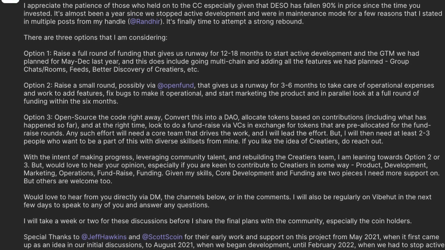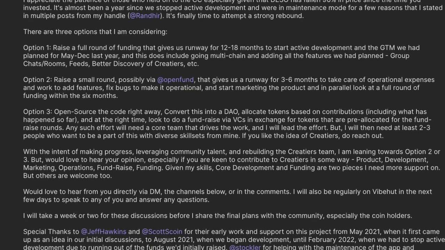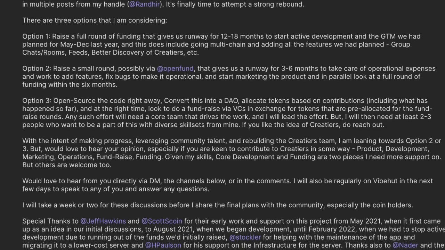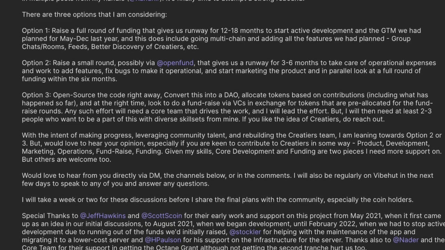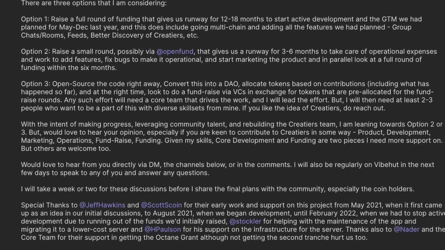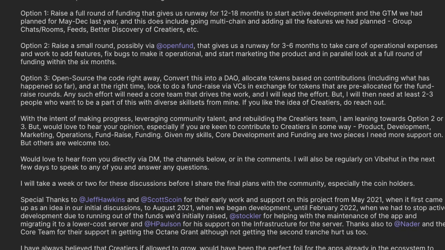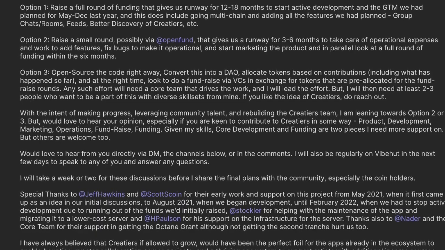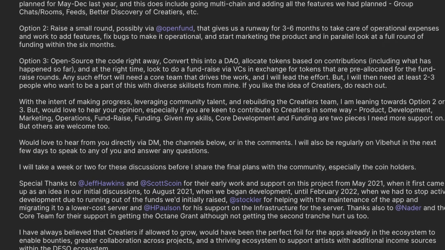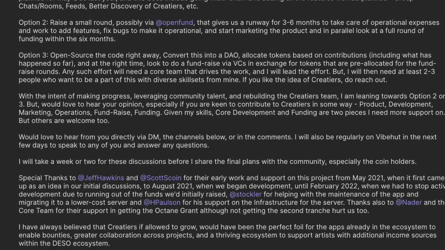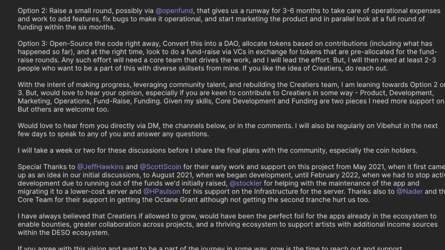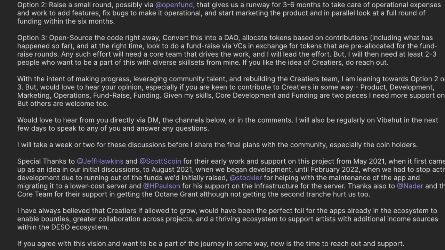He said these three options. Number one is to raise a full round of funding that gives them a runway of between 12 and 18 months. This would include going multi-chain, adding all the features that they had originally planned, such as group chats, room feeds, and better discovery of creators, etc. There's so much more that they had planned. Number two was raise a small round, maybe on Open Fund, that would give them about 3 to 6 months of runway to take care of operational expenses and work to add features, fix bugs, and make it operational, as well as start marketing it.